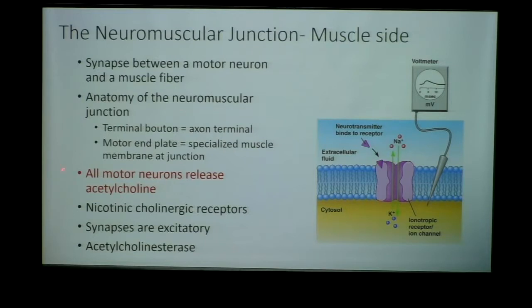So the region of the muscle that comes into contact with the motor neuron is called the motor end plate, right? Now we have all of the neurons here releasing acetylcholine. I keep mentioning that just so you don't get confused. There is no other type of neurotransmitter released in this system. The synapses are always excitatory in terms of what happens on the muscle, okay? And then acetylcholinesterase is also a player in this system as well. So let's spend the last few minutes here drawing out what this looks like. Any questions so far?